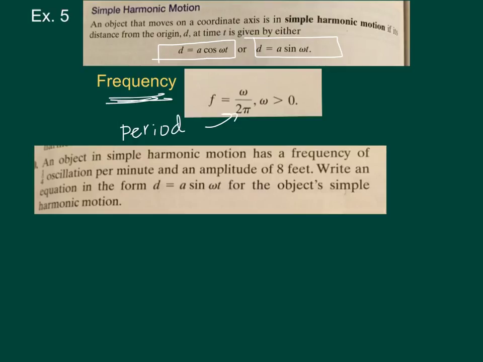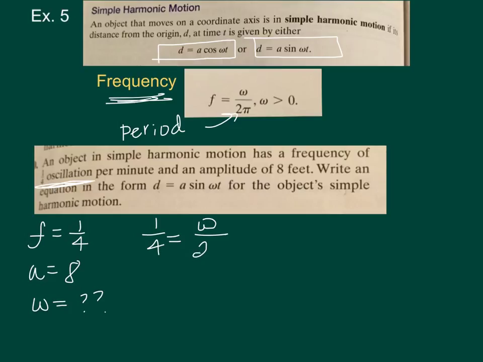So it says, an object in simple harmonic motion has a frequency of 1/4. So F is 1/4 oscillation per minute and an amplitude of 8 feet. Write an equation in the form D equals A sine WT for the object's simple harmonic motion. What we don't have is W, but we can find it using the frequency equation. So 1/4 equals W over 2 pi.